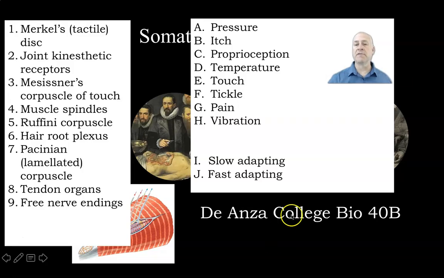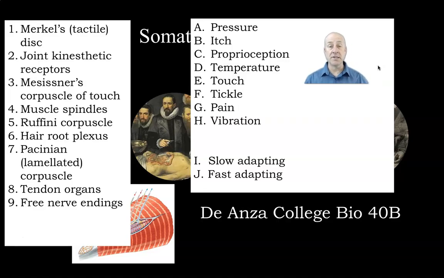We met them all in chapter 5, and we talked briefly about them in the integumentary system. But now we're really going to get into a little bit more detail. Merkel's discs, Meissner's corpuscles, remember Pacinian, hair root plexuses, all those on the left, as well as the three proprioceptive: joint kinesthetic, muscle spindles, and tendon organs. I'll take you through those in a little bit more detail.